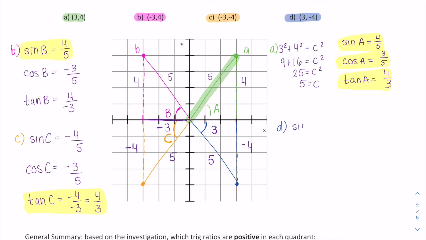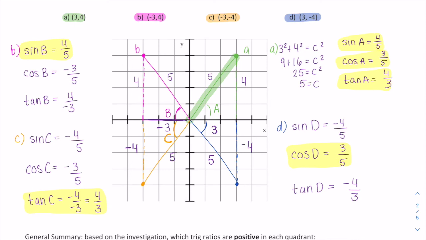So now sine of D is going to be opposite over hypotenuse, so we'll have -4/5. Cosine of D is going to be adjacent over hypotenuse, so 3/5. Sorry, that should have been a 5. And finally, tan of D is going to be opposite over adjacent, which is -4/3. And finally, we highlight the ones that are positive, which is just our cosine here. So what I want you to take note of is which ones are positive in each quadrant.